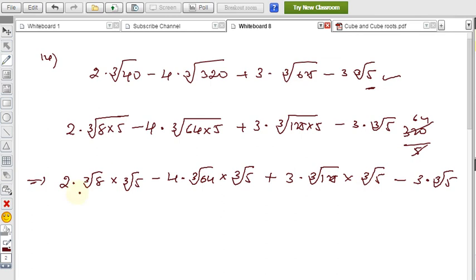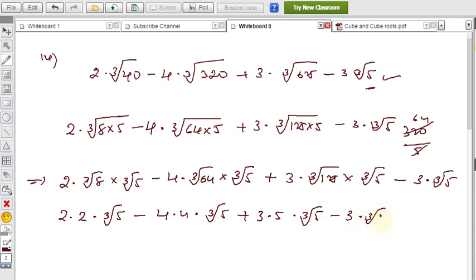Now 2 into cube root of 8 is 2 into cube root of 5. Minus 4 into cube root of 64 is 4, because 4 fours are 16, 16 fours are 64, into cube root of 5, plus 3 into cube root of 125 is 5, into cube root of 5, minus 3 into cube root of 5. Just simplify, you'll get the answer. 4 into cube root of 5 minus 16 into cube root of 5 plus 15 into cube root of 5 minus 3 into cube root of 5.